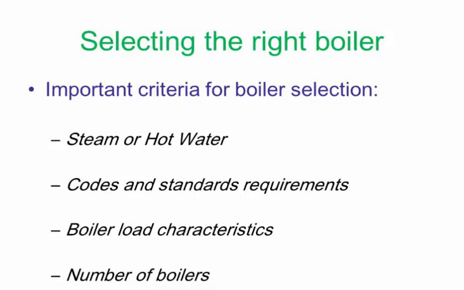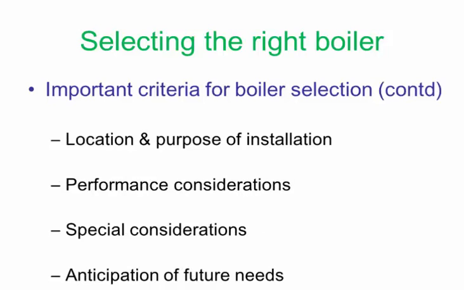Important criteria for boiler selection. Firstly, is it steam or hot water? The codes and standard requirements, depending on where you are and what country. Boiler load characteristics, and also the number of boilers. Important criteria for boiler selection continuing. Location and purpose of the installation, you need to take that into account. Performance considerations from the client side. Special considerations, and also the anticipation of future needs.